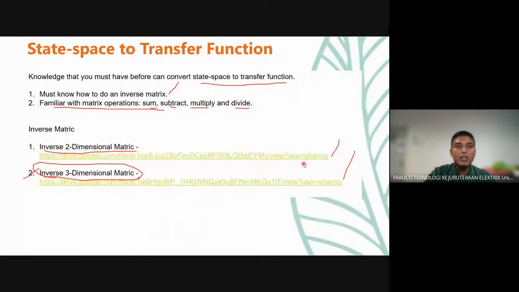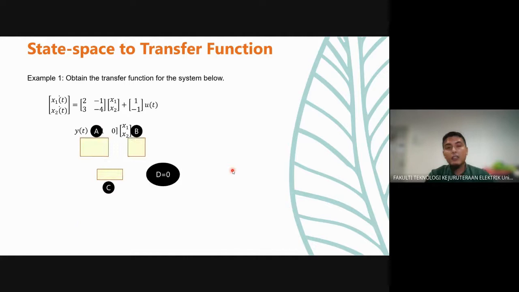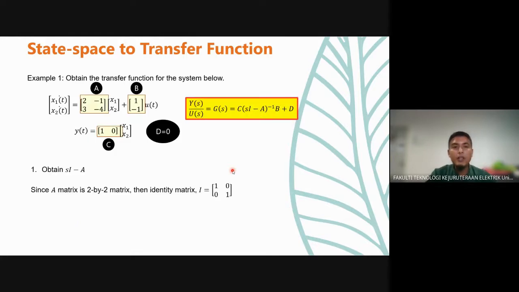Next, I also explained to you how to do the inverse matrix for a 2-dimensional matrix and a 3-dimensional matrix. You can use this link to refer to how to do it. I developed a technique called 3T, transpose tutup tanda. Hopefully you can develop your own, as long as you know how to do the inverse matrix. After that, we did some examples of converting state space to transfer function by using this formula.